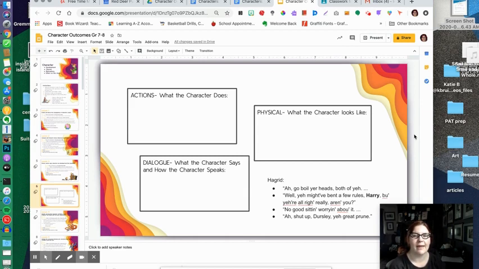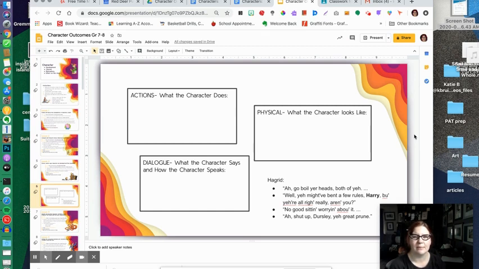Then, we can tell some things about a character based on what they look like, what kind of shoes they're wearing, if they're a teenager, if they're older. All of those things do help paint a picture, but we need more than that. So the other two that you don't always think of are the actions, or what the character does, and the dialogue, what the character says, and how the character speaks.